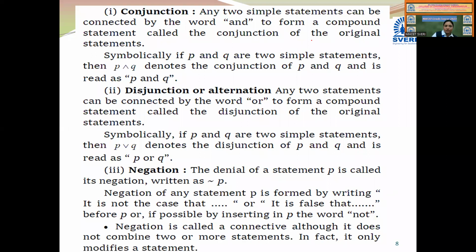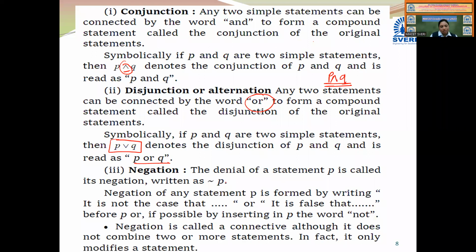So we start with the first symbol, which is called conjunction. This is how we denote it if there are two statements P and Q. This is called P and Q. When there is the word and, we write it like this, P and Q. Then disjunction. Disjunction is or. For two simple statements where there is or in between, it is P or Q, and it is written as P.